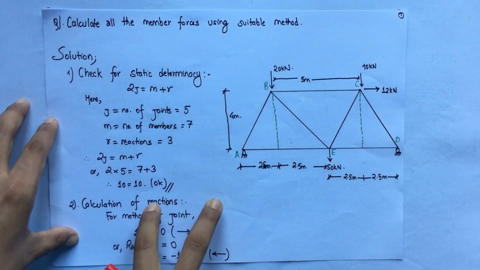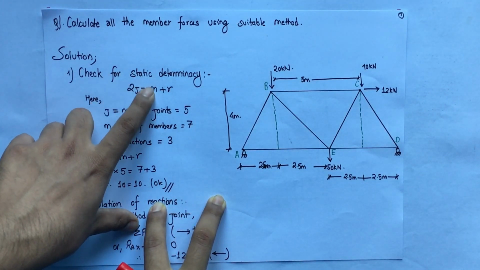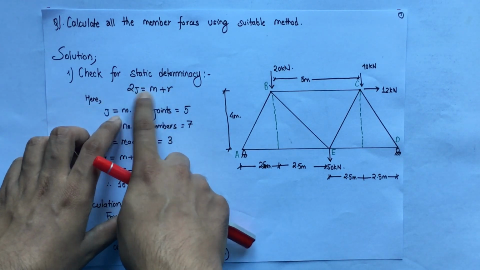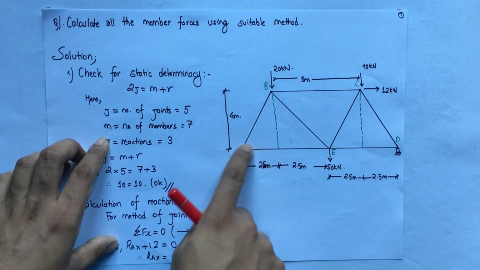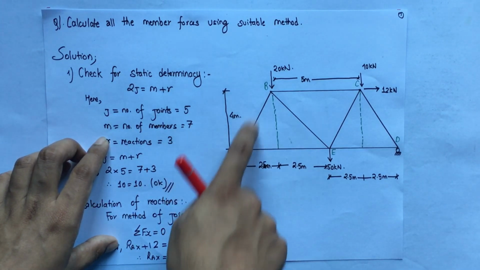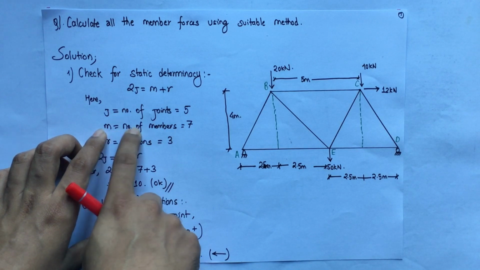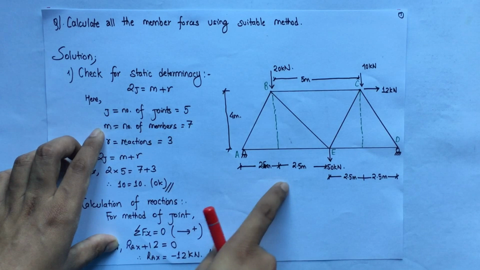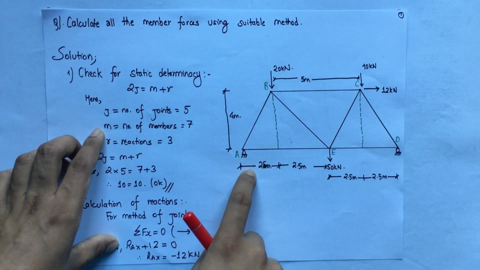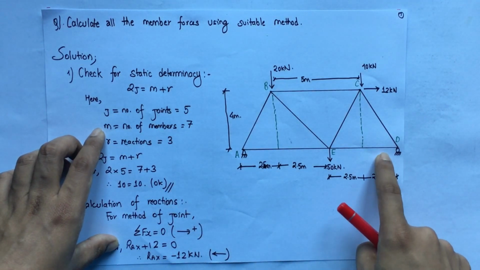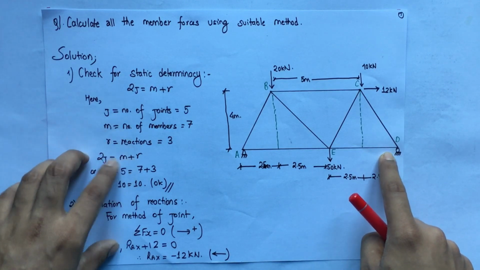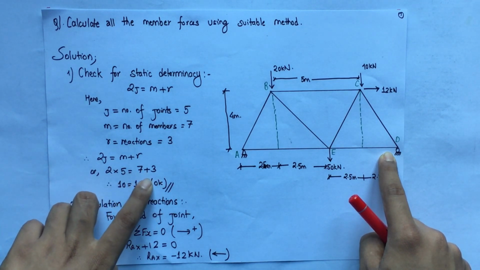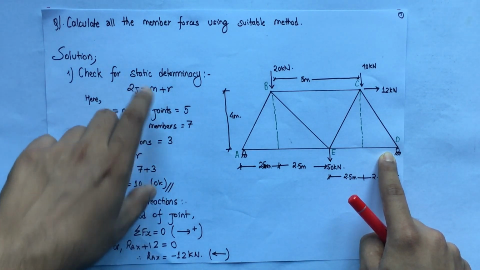Now let us start with the first step, that is to check for static determinacy. The formula is 2j = m + r, where j is the number of joints. In our truss there are 5 joints: 1, 2, 3, 4, 5. The number of members is 7: 1, 2, 3, 4, 5, 6, 7. For the reactions, the hinge has 2 unknowns and the roller has 1 unknown, so the total number of reactions is 3. So 2 into 5 equals 7 plus 3, that is 10 equals 10. So it is statically determinate.